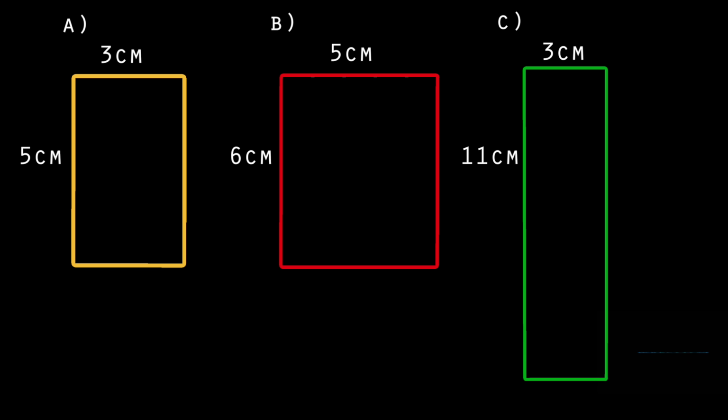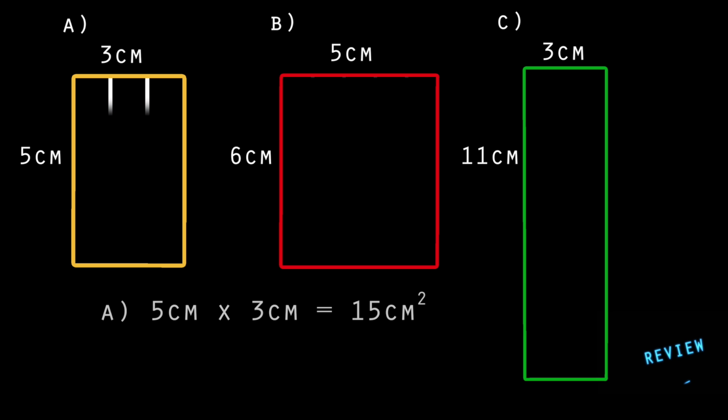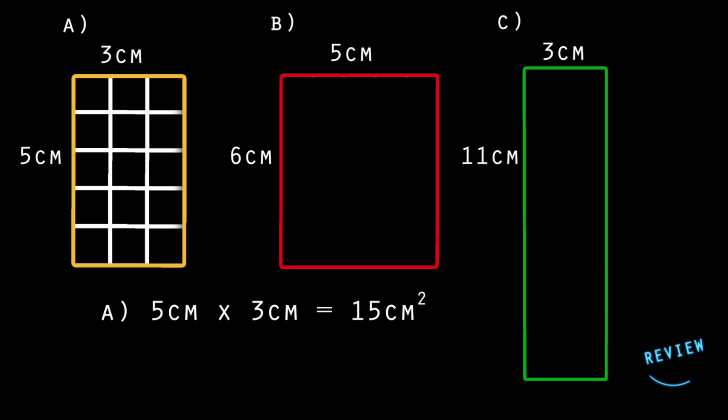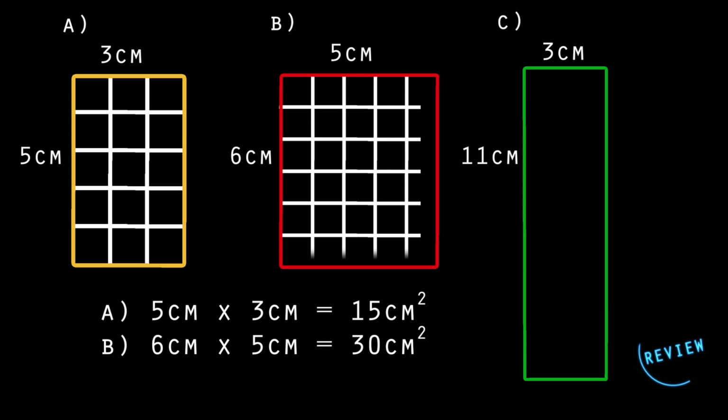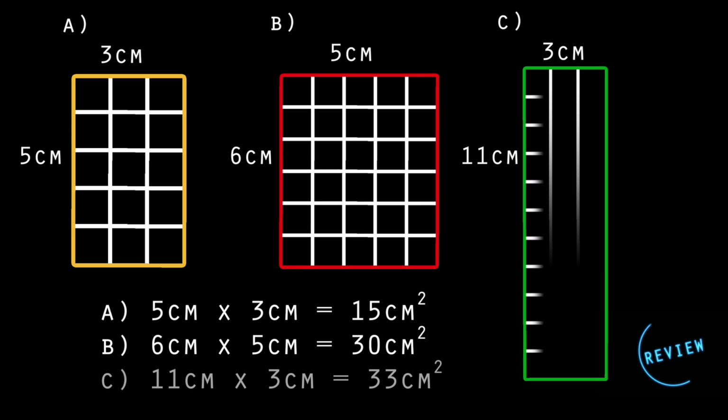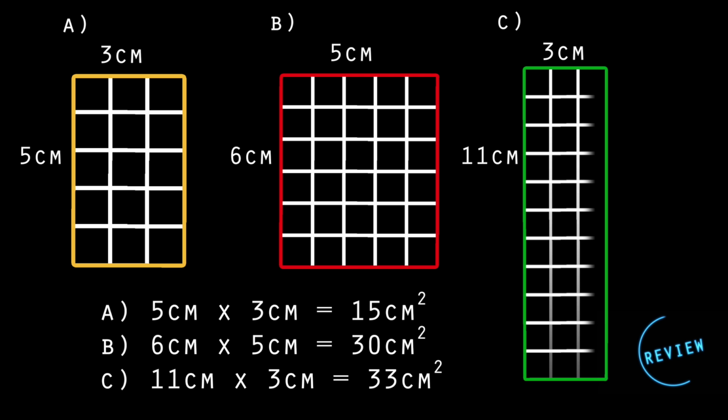Right, let's look back at the answers. For a rectangle with height 5 centimeters and width 3 centimeters, you multiply 5 by 3 and get 15 centimeters squared. For a rectangle with height 6 centimeters and width 5 centimeters, you multiply 6 by 5 and get 30 centimeters squared. For a rectangle with height 11 centimeters and width 3 centimeters, you multiply 11 by 3 and get 33 centimeters squared. Don't forget the units.